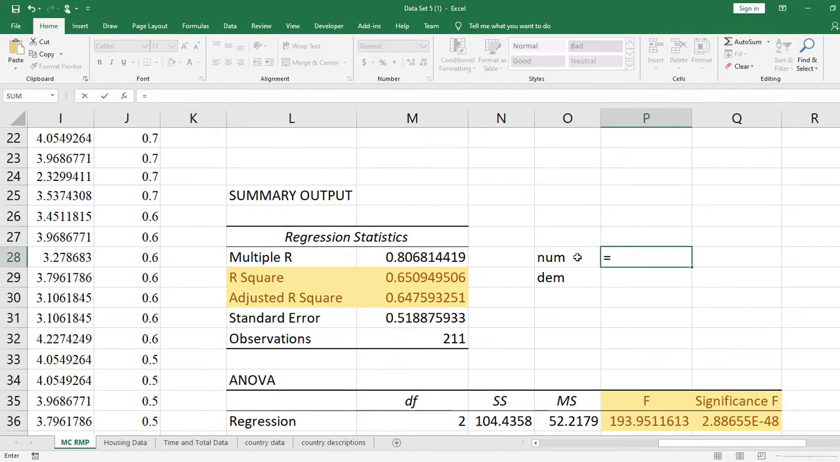Our numerator is equal to N minus 1, so we have 211 observations minus 1. Our denominator is N minus K minus 1, which is 2 explanatory variables, minus 1.